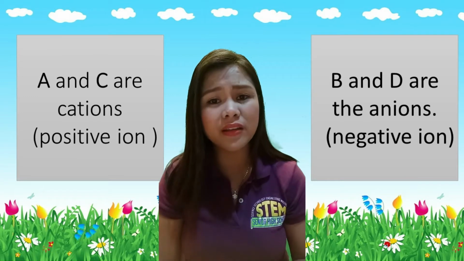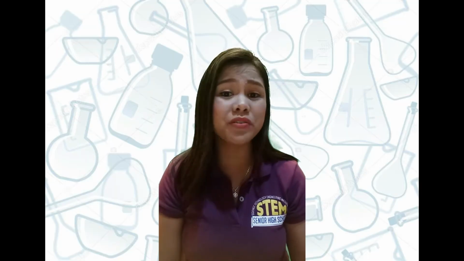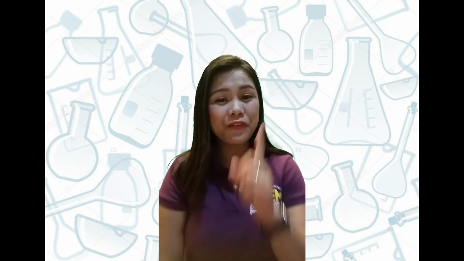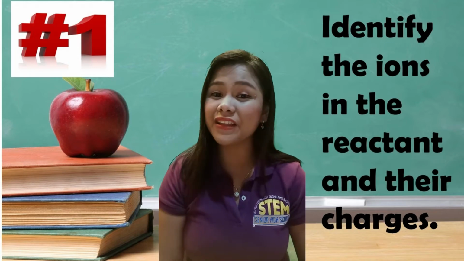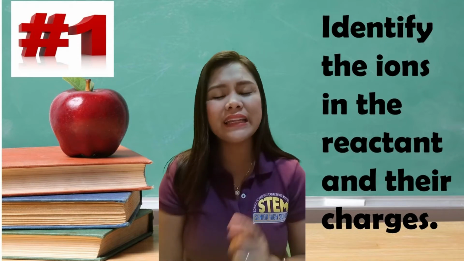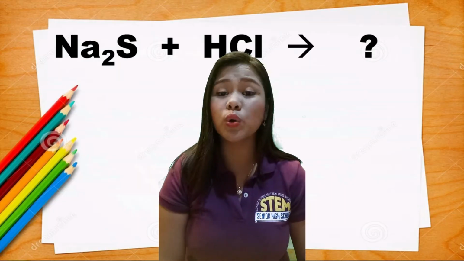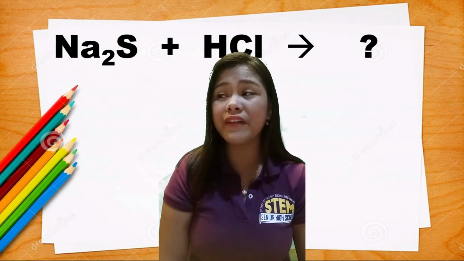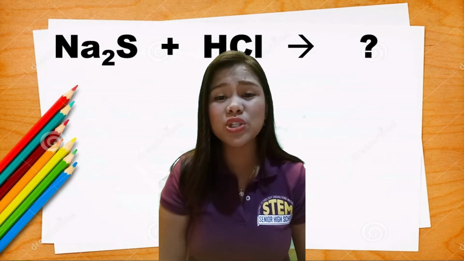How do we know the product of a double displacement reaction? We will follow three rules in double displacement reaction. First, identify the ions and the charges. Let us have an example of sodium sulfide and hydrochloric acid, where we have Na2S plus HCl.